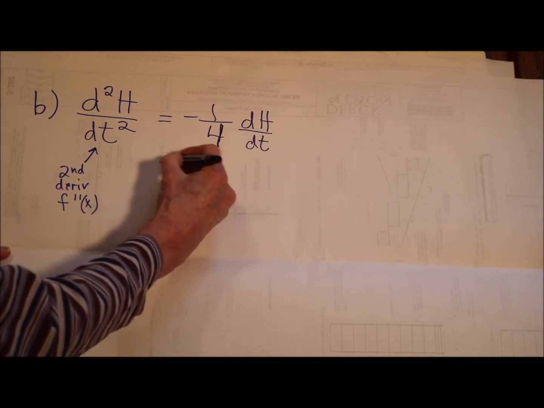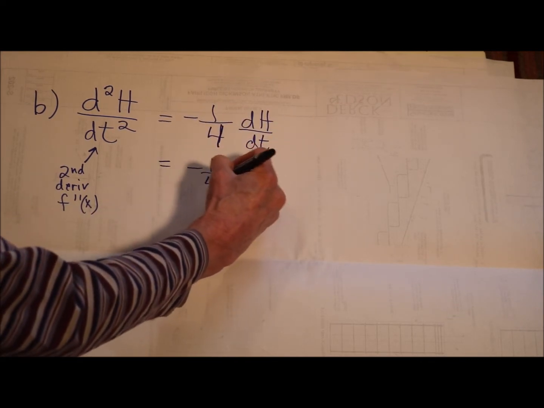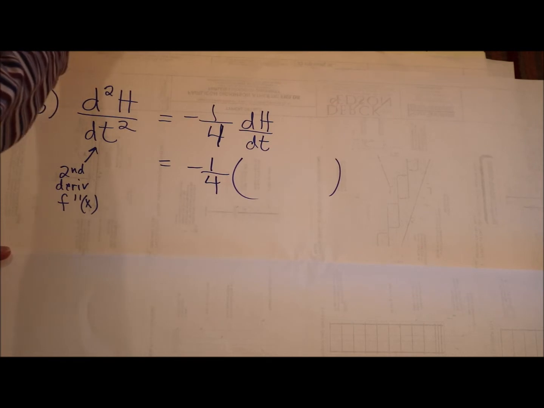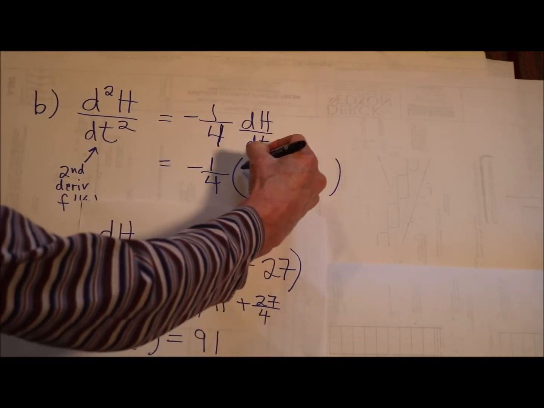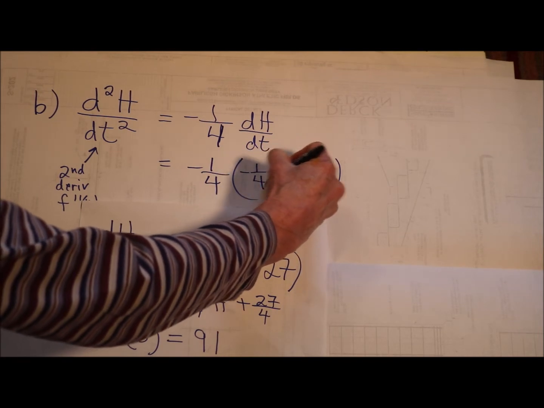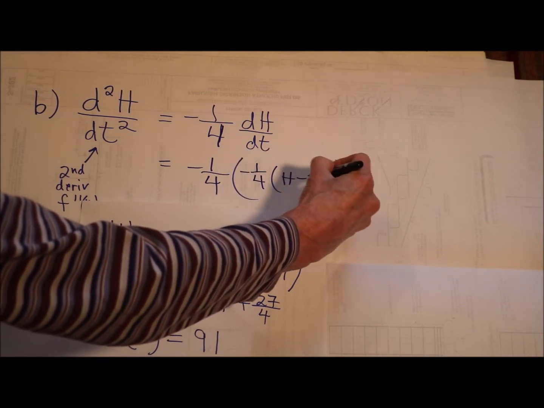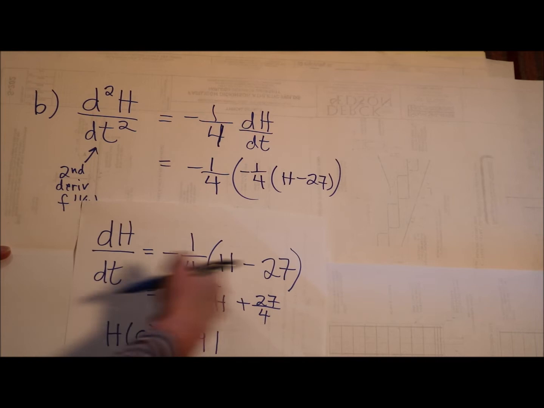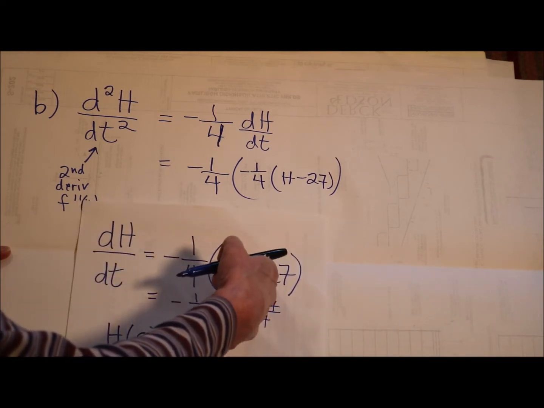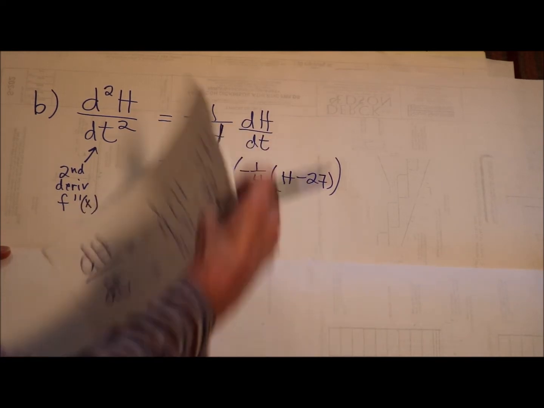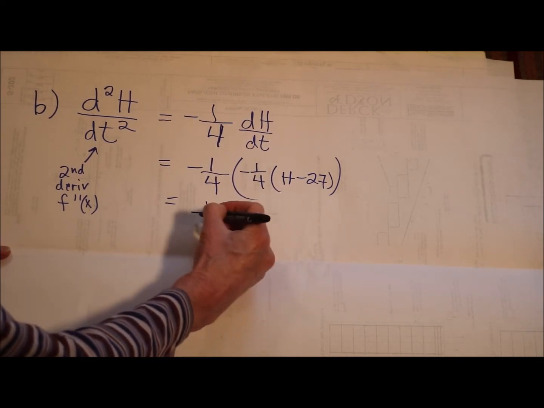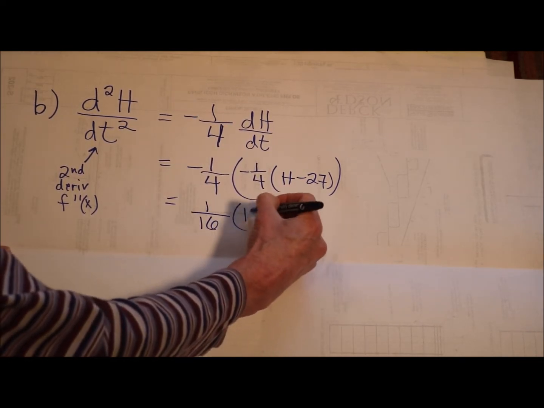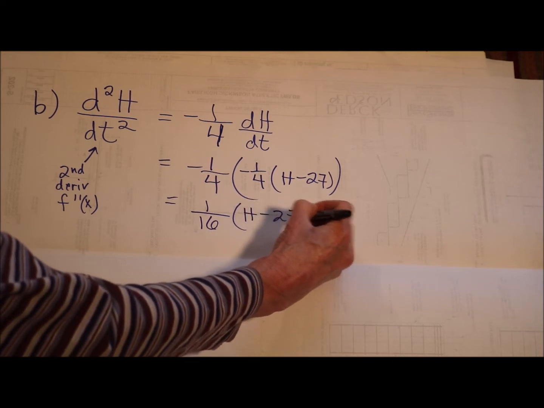Now, let's keep going. What is that dh/dt? Well, dh/dt is this right here. It's just the equation they gave me at the beginning, the differential equation. So that's my second derivative. I'm just going to simplify this. A negative 1/4 times a negative 1/4 is a positive 1/16. Here is my second derivative.